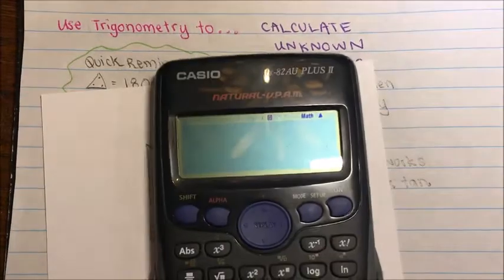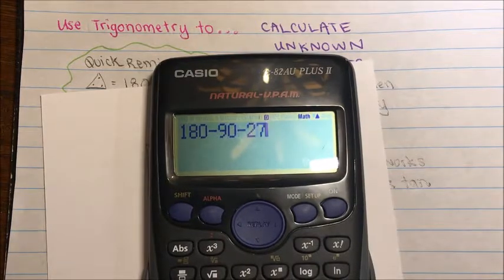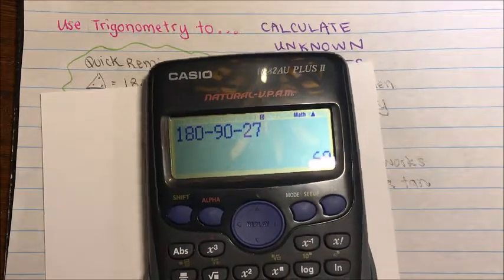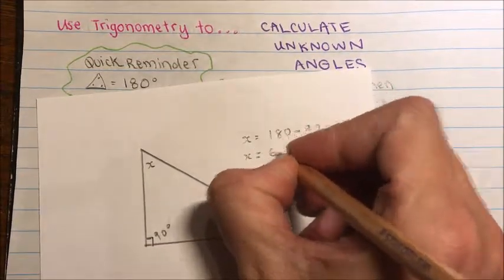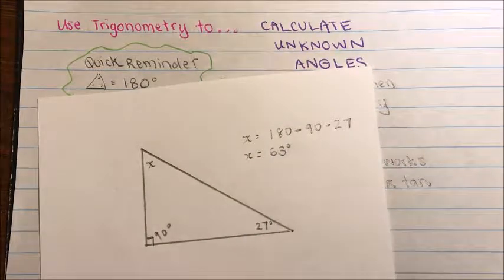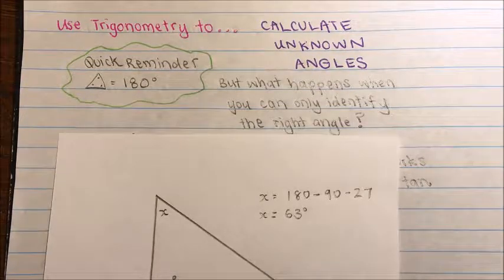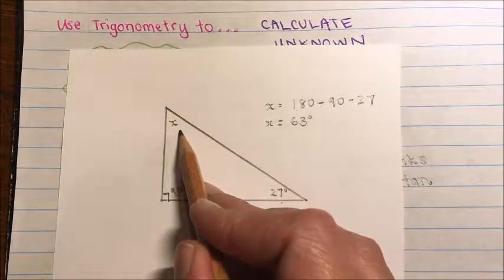So let's cheat and do it on the calculator. 180 minus 90 minus 27, it's 63. So the missing angle, x equals 63 degrees. Terrific. But what happens when you can only identify the right angle? So if you didn't know this one, how would you work out this one?